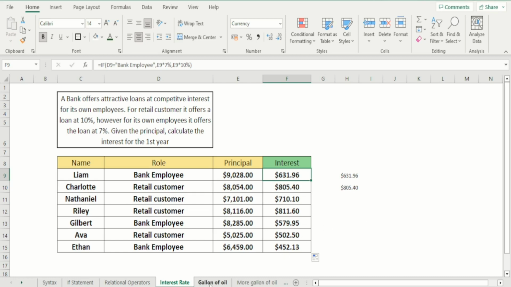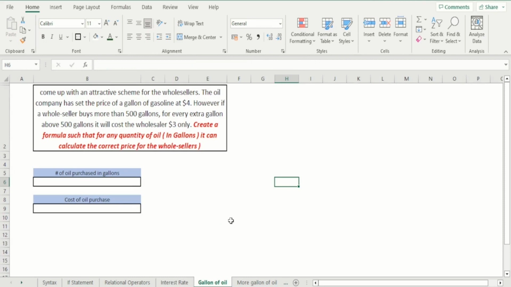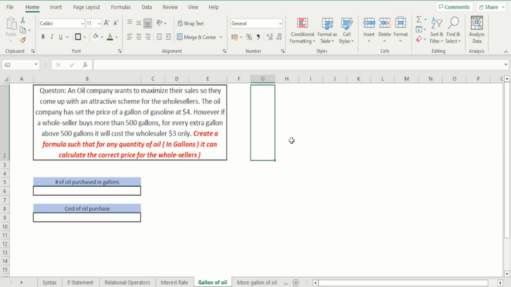Moving on to the next example, and this will be another interesting one. So we have another problem here. So let's take a look at what this is. There's an oil company. This oil company wants to maximize their sales so that they can increase their sales basically.